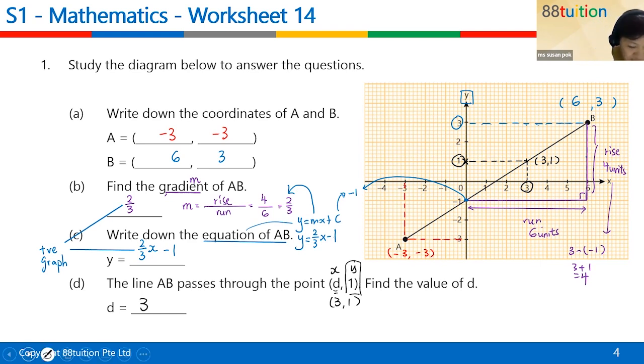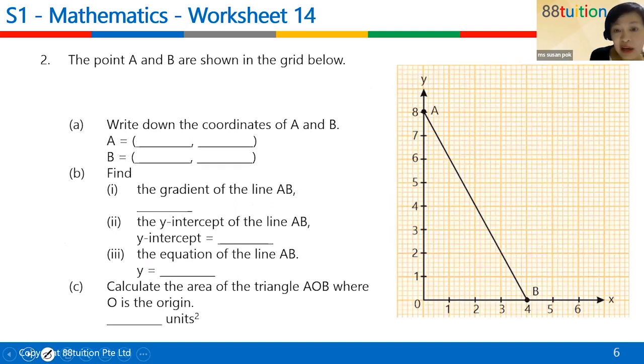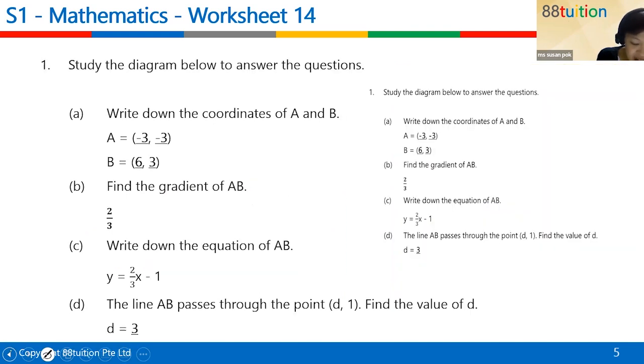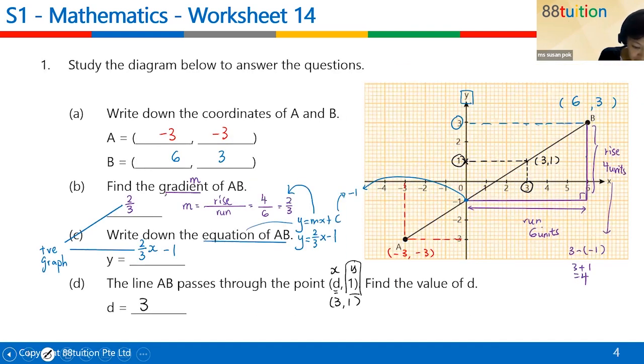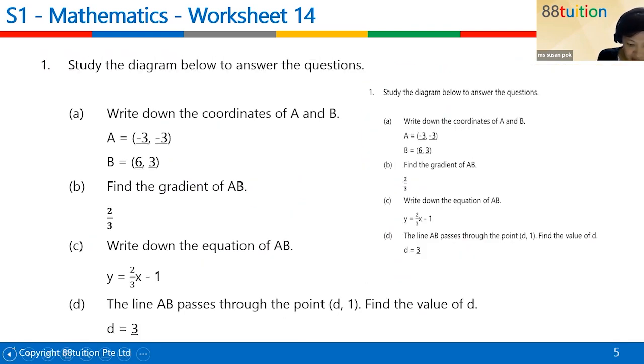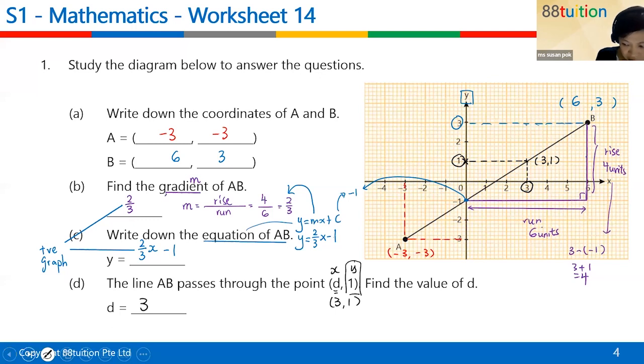Next question. No worries, gradient part. The gradient is the rise over the run. We count the number of units. Okay, so let's check whether we have the same. All right, the gradient part I will emphasize a little bit more for you. Don't worry. Let's check. My answers: -3, 6, 3, 2/3 x minus 1. Correct, right? Good.